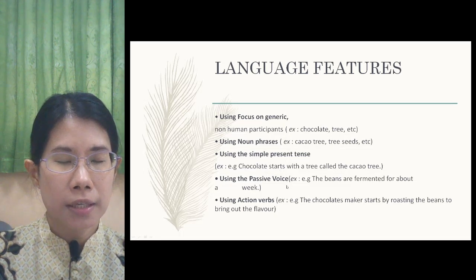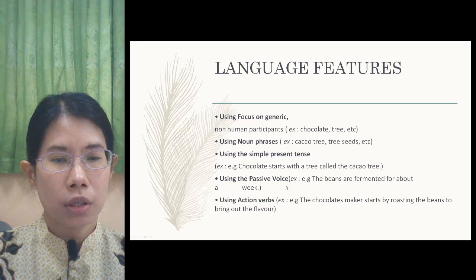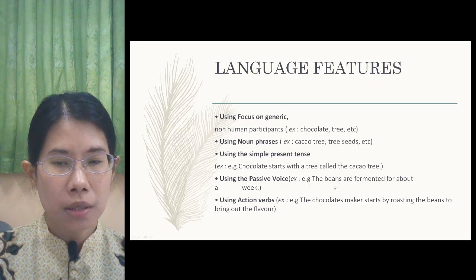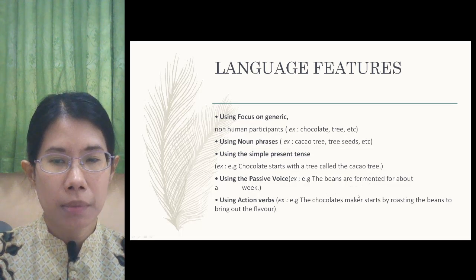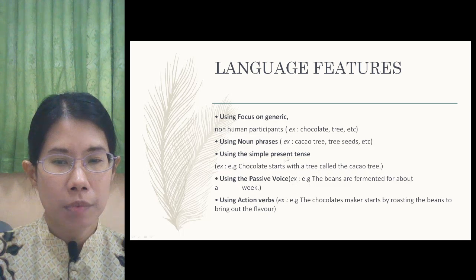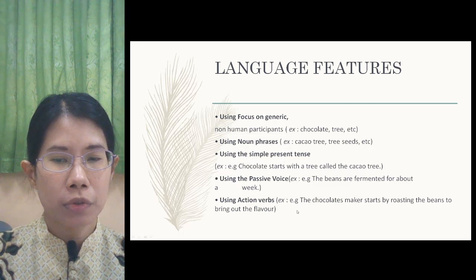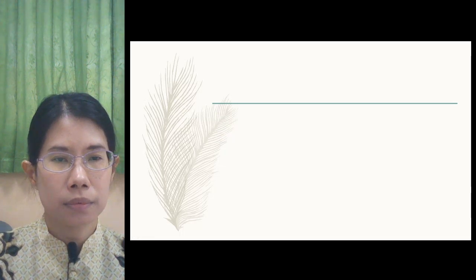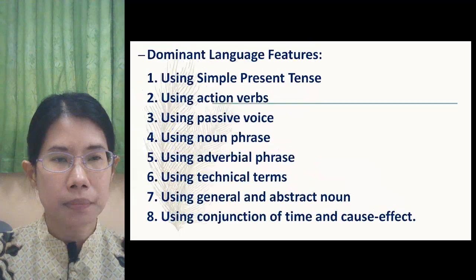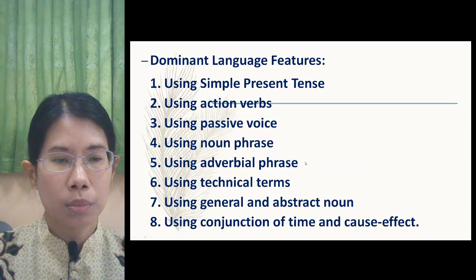And sometimes explanation text also uses passive voice. For example, here, the beans are fermented for about a week. Are fermented here refers to the passive voice of simple present tense. Action verb. Action verbs are the kind of verbs that you can observe and watch while they are being done. Okay, so we'll refer to this one.